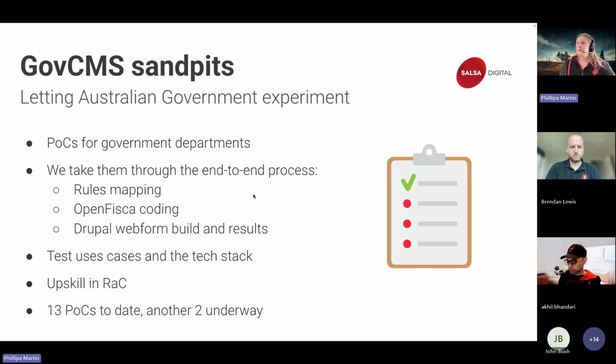So it's been a really strong element of that, upskilling the Australian public sector in Rules as Code. So far we've done 13 proofs of concept and another 2 underway. The proof of concept part of the program finishes on the 30th of September. Of the 2 underway, one's about ready to showcase and the other one's just in the discovery stage.